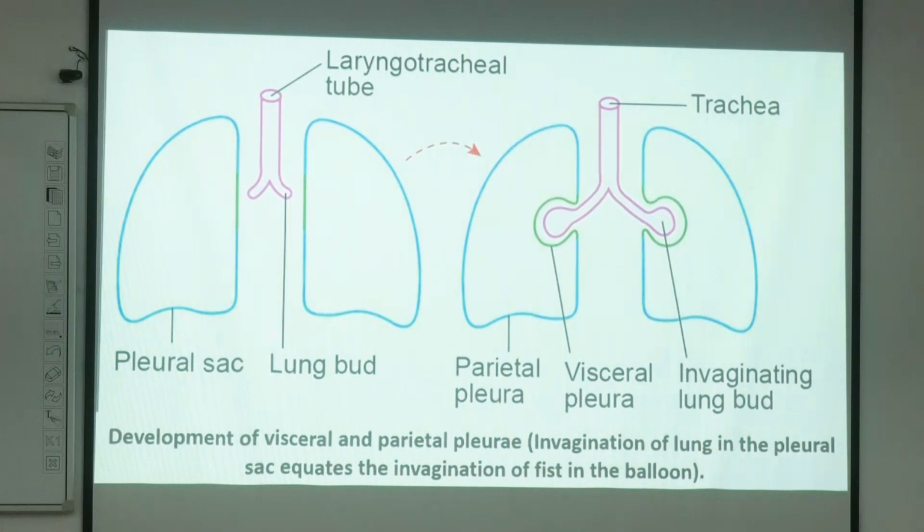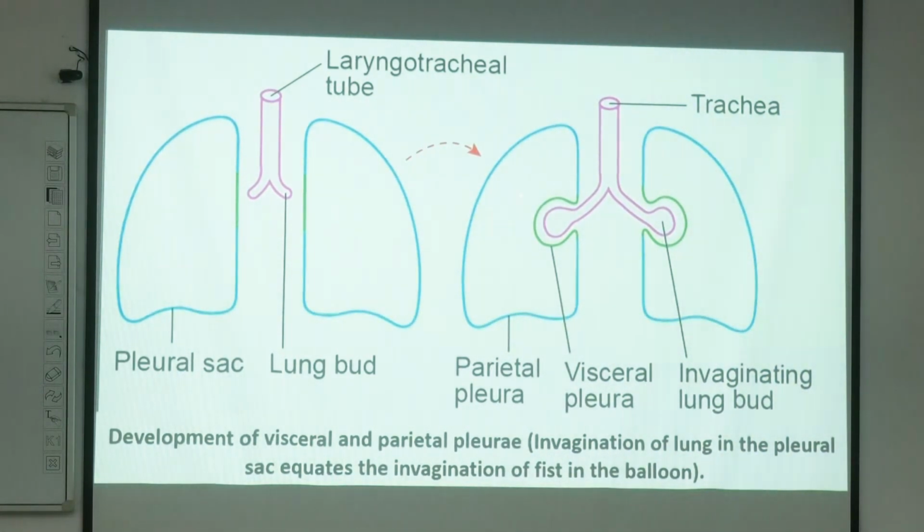See here, this is development of the visceral and parietal pleura, that is invagination of the lung part in the pleural sac, which equates the invagination of the fist in the balloon. See here, this is laryngotracheal tube. From here, the trachea and bronchi are developing. From here, two lung parts are developing. These lung parts will enlarge in size and invaginate into this pleural sac.